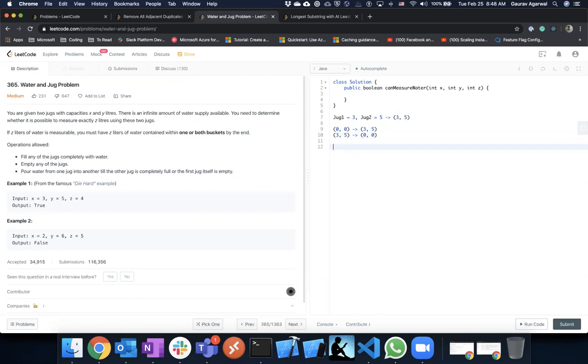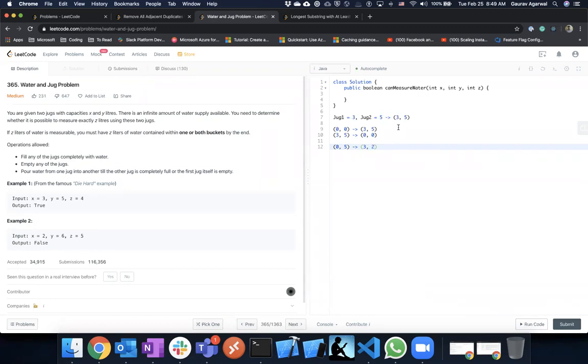Let's say the state of the jugs is: the first jug is empty, the second jug has 5 liters of water. We can pour water from one jug into another till the other jug is completely full or the first jug itself is empty. If we pour water from the second jug to the first jug, how much water can go into the first jug? 3. Correct. And how much water will remain in the second jug? 2.